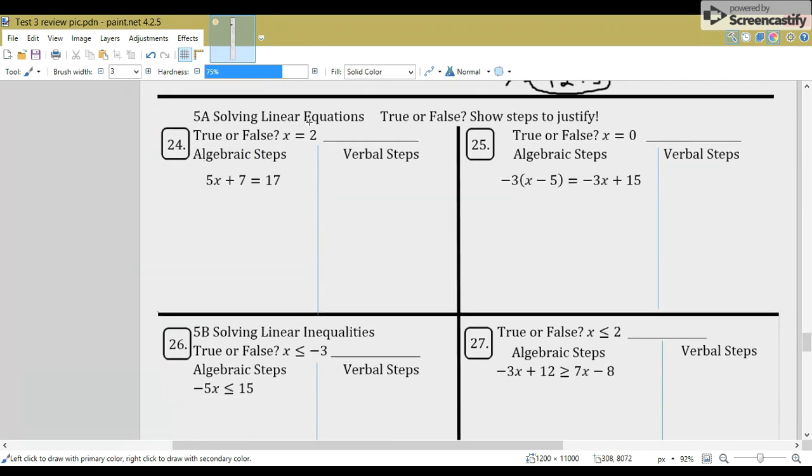Let's look at number 24. 5a, solving linear equations. True or false? Show steps to justify. True or false? X equals 2. Let's figure that out.